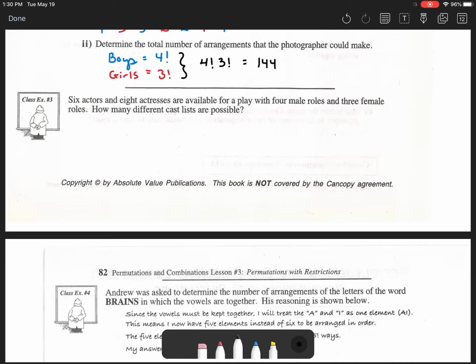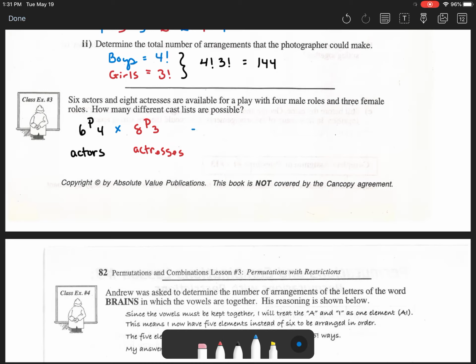That is a permutation. So let's start with the actors. There are 6 actors that can be chosen from, and I need to pick 4 of them for the male roles. For the female roles, there are 8 actresses, and we need to select 3. So I'm going to multiply those 2 together. The 6P4 is the actors, and the 8P3 is the actresses. Again, we would be saying and, we would not be saying or. I need actors and actresses.